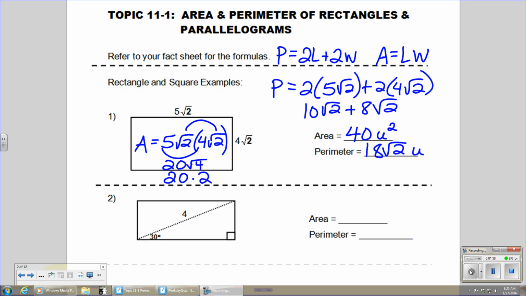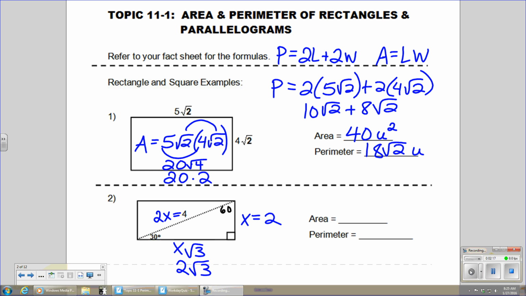Okay, now for number 2, we don't know the length or the width of this rectangle, but we know the length of the diagonal is 4. And you probably noticed that there is a 30-degree angle right there. So that means that this is a 30, 60, 90 right triangle. You might want to find that fact sheet and look that up if you've forgotten what to do. But remember that across from the 30 is x, across from 60 is x square root of 3, and the hypotenuse is 2x. So if 2x equals 4, then we know that x equals 2. So our width is 2, and then we just plug that in place of x here, and our length is 2 square root of 3.